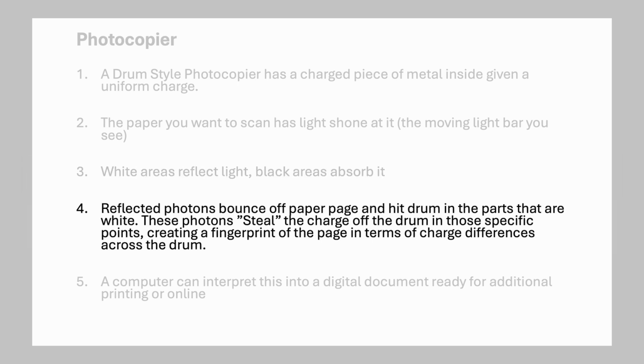Now these photons shoot straight back down onto the metal drum that's below this light, and the reflected photons hit that drum in the same pattern that the ink is on the paper. And what happens is that where the photons hit, they essentially steal the charge off the drum, but only at that specific point. And this creates what is essentially a fingerprint of the ink on the page, but in terms of charge difference spread across the drum.